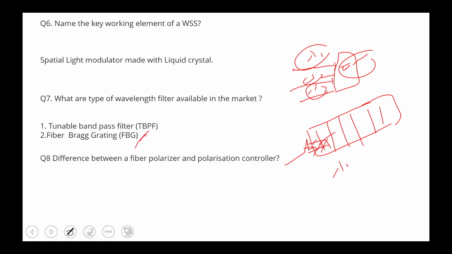Can you tell the difference between a fiber polarizer and a polarization controller? Have you heard the names fiber polarizer and polarization controller in your BTech, MTech, or any advanced course or certificate, at any conference, or if you are working on optical fiber in a PhD or research?